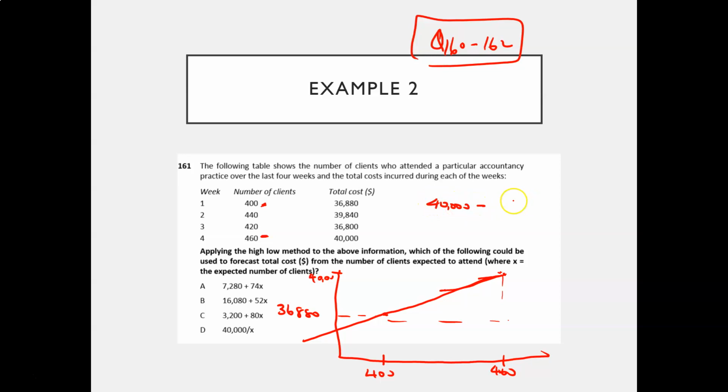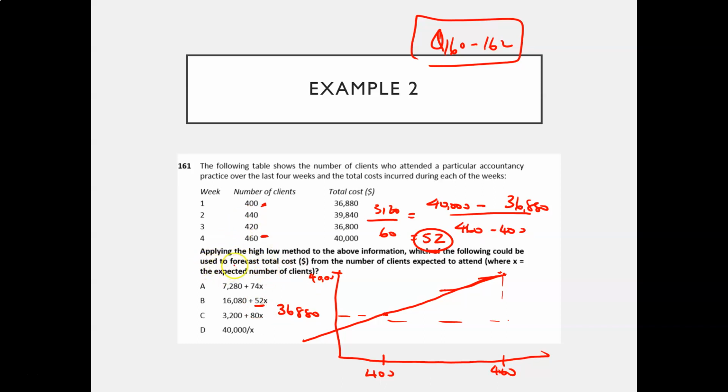And really, it's the same magic, isn't it? 40,000 minus 36,880 divided by 460 minus 400. And what I have here is 40,000 minus 36,880, and that's 3,120. So this is 3,120 divided by 60, and that comes out at 52. So I know my b is equal to 52. I can already see my answer there, but let's just complete it, really.